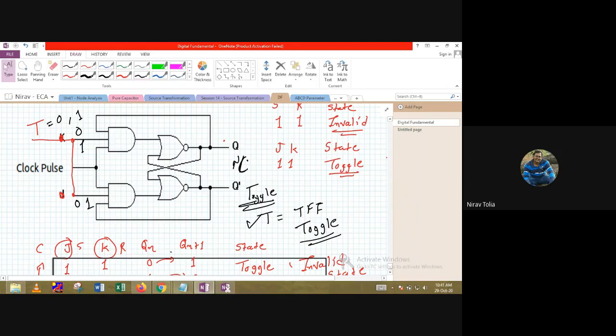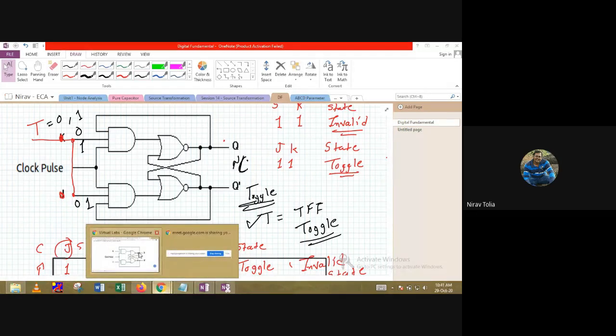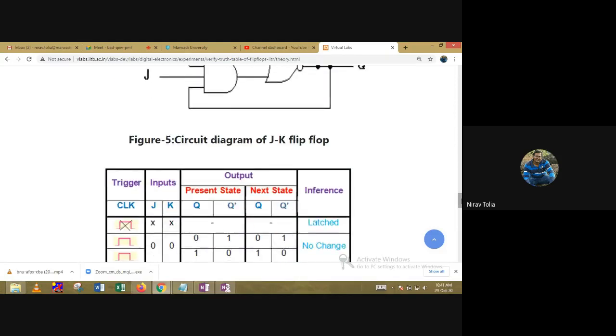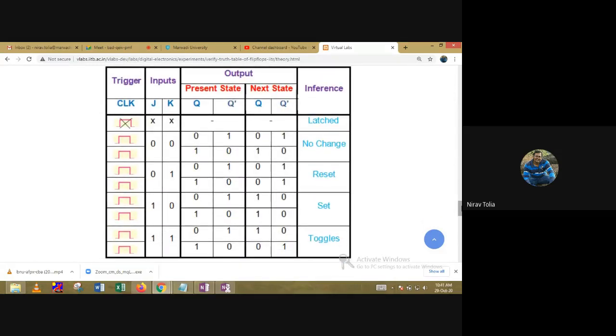So again, come to the theory. You can see this is the JK flip flop, and this is the truth table of the JK flip flop. If we are not giving the clock pulse, it doesn't affect. When my J and K are both 0 0, my output remains the same, and its state is no change.